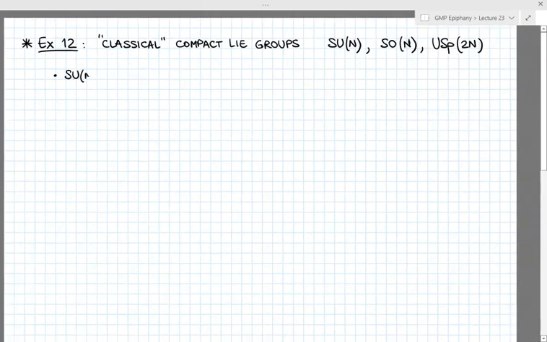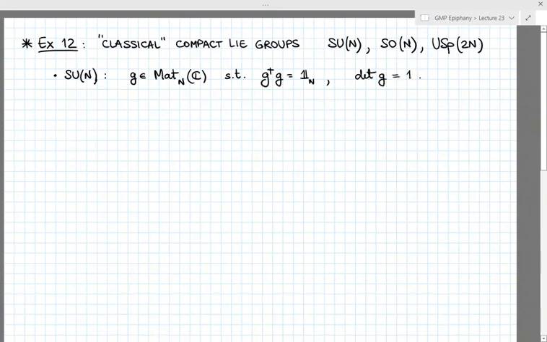So SU(N) is a group of n by n complex matrices. I'll denote those as Mat_n(C). So this is n by n complex matrices, such that G dagger times G is the n by n identity matrix. That will define U(N), or n by n unitary matrices. For special unitary, you also have the condition that the determinant of G is 1. There is a similar condition for SO(N). Now, these are n by n real matrices, such that G transpose G is the n by n identity.